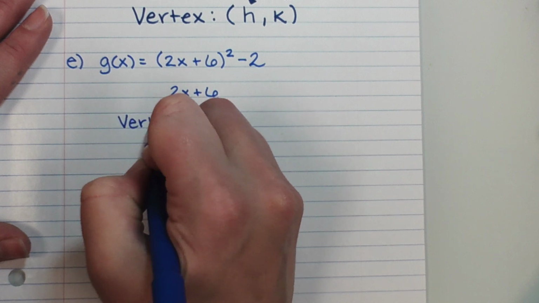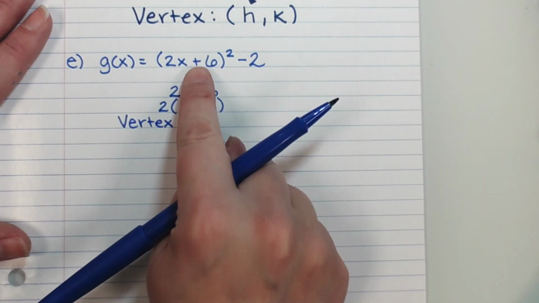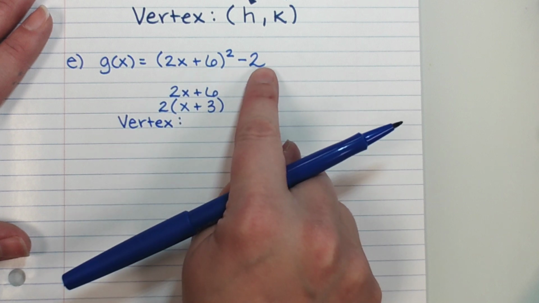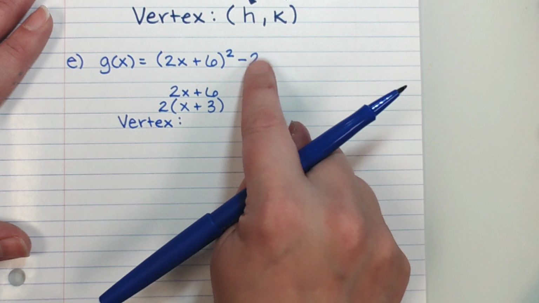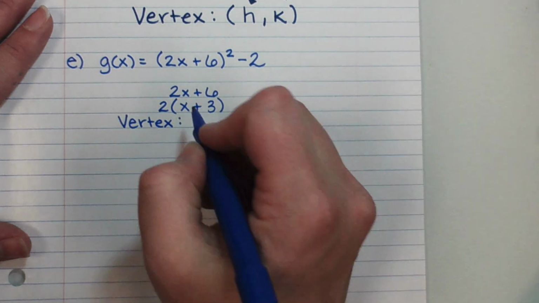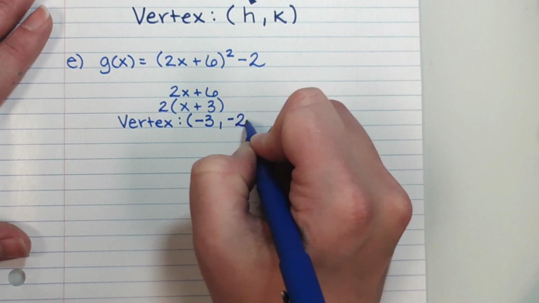That means the vertex, which typically is opposite of this, same as this, will be opposite of this. This piece doesn't get affected. It's still the same as that. My vertex here would be at -3, -2.